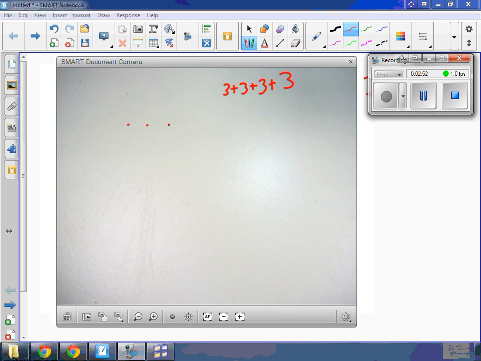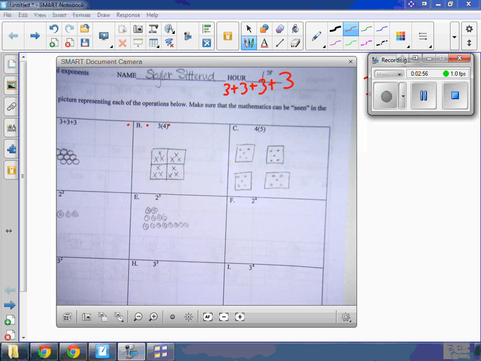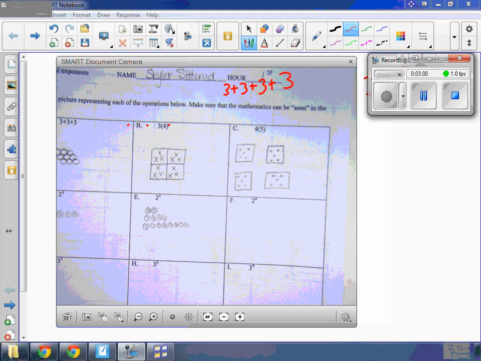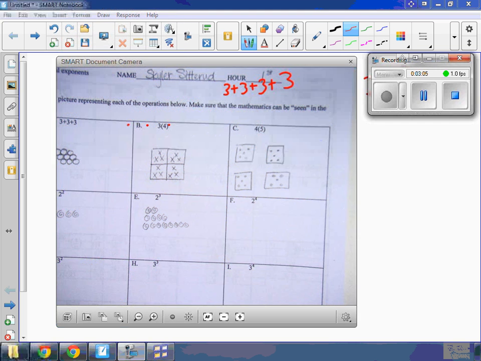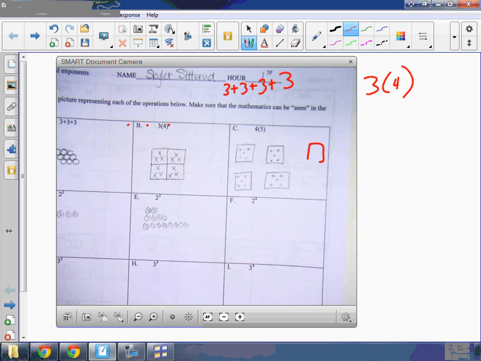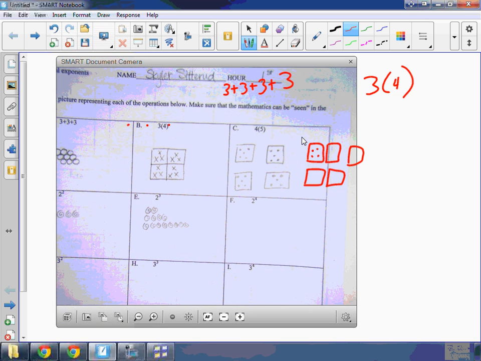Okay. So now looking at 4 times 5. Do you see 4 times 5 in the picture? 4 versions of 5. Is that the only way to do that? We could have 5 versions of 4. So we could draw boxes and put 4 in each box. So 4 times 5 is either 4 versions of 5 or 5 versions of 4. Okay?